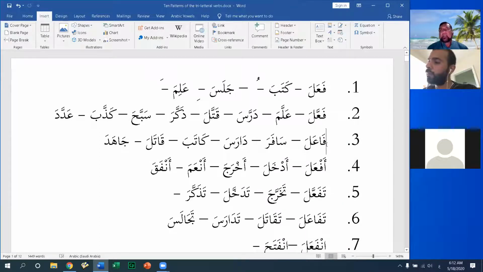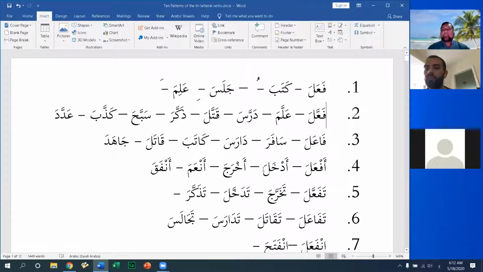When we say trilateral, we mean three original letters. Af'ala is the fourth form. Af'ala. Af'ala is kind of like similar to fa'ala. When a verb is intransitive on fa'ala, you put it on af'ala, it makes it transitive. And if it's transitive to one object, it becomes transitive to two on af'ala, similar to fa'ala.